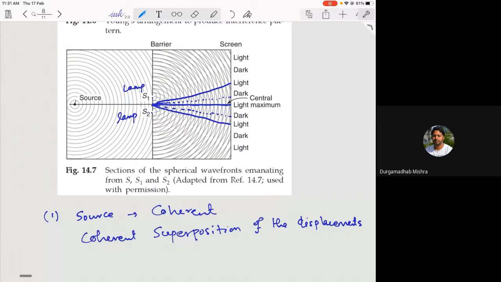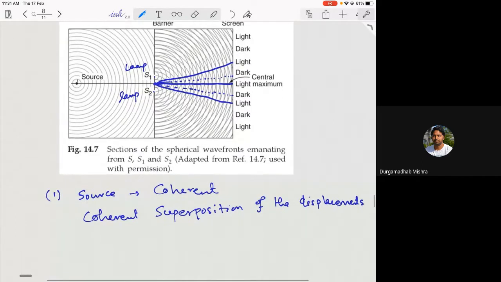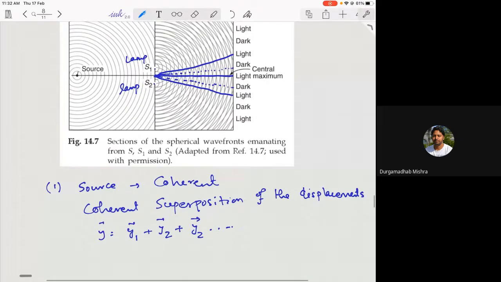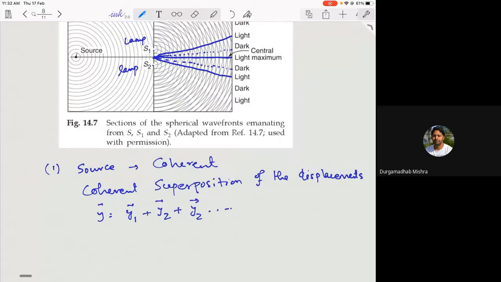So you have coherent, and what is superposition? I think you already know that it is a vector sum. If you have various displacements, you just add them up vectorially at a point. Let's say I have displacements y, so the resultant is the vector sum of all the displacements, and that is my superposition principle. Similarly, you have the superposition of electric field and magnetic field, for which you can also write that superposition principle.